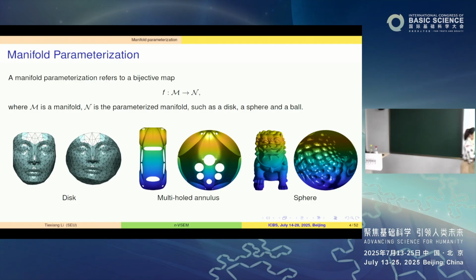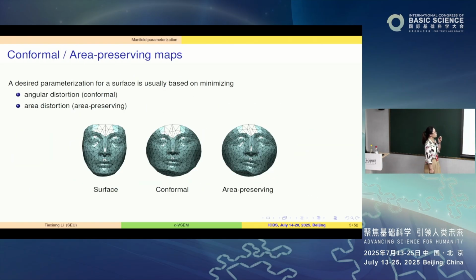Usually we hope this map can have some good properties, like this one. We say a desired parameterization for a surface is usually based on minimizing the angle distortion. That is the conformal map. And sometimes we require this map to minimize the area distortion. Now we call the map an area preserving map. So this is the conformal and area preserving maps for the surface.